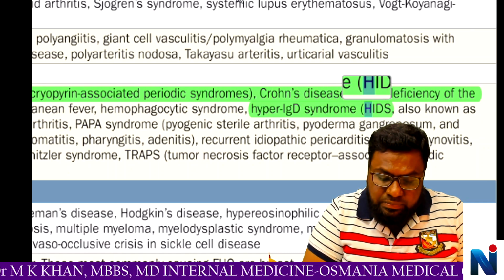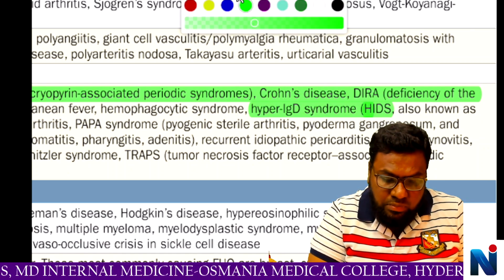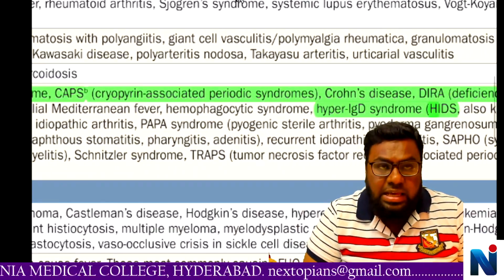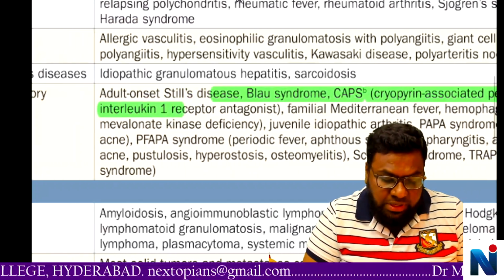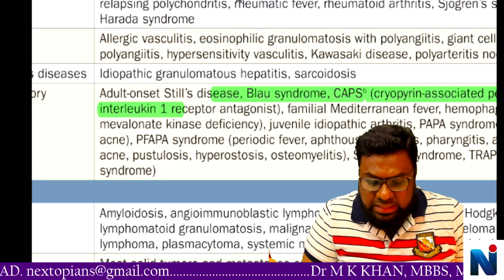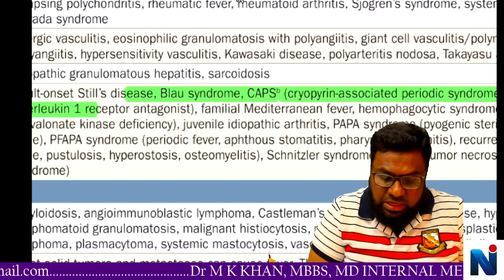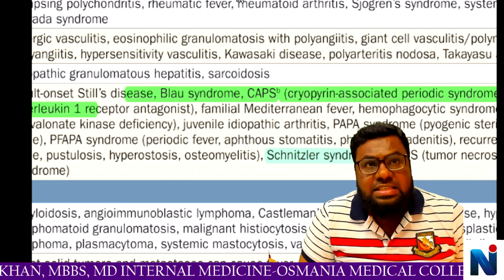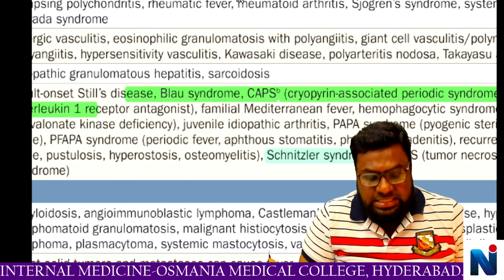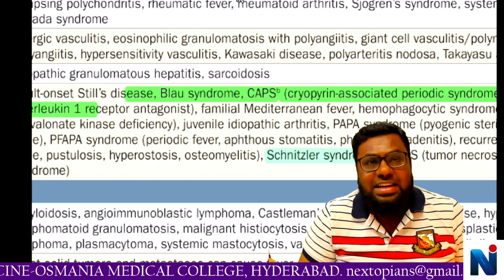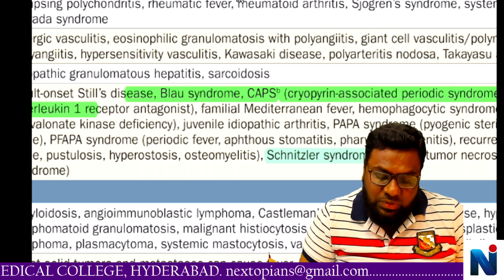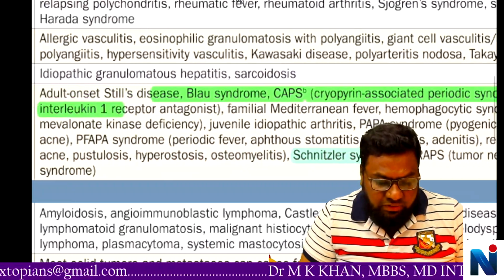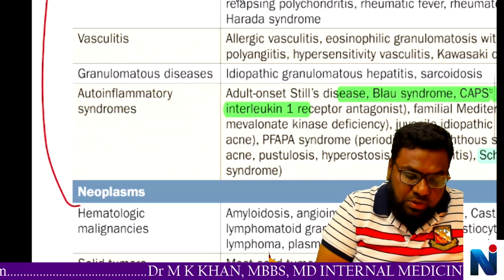So this HIDS, also known as the hyper IgD syndrome. Somebody who has written an AIIMS paper recently will mention all these syndromes. They'll know how important these syndromes are. The Schnitzler, I'm sorry, it's difficult to pronounce. Then TRAPS, that is tumor necrosis factor associated periodic fever. All these categories come under autoinflammatory syndromes.